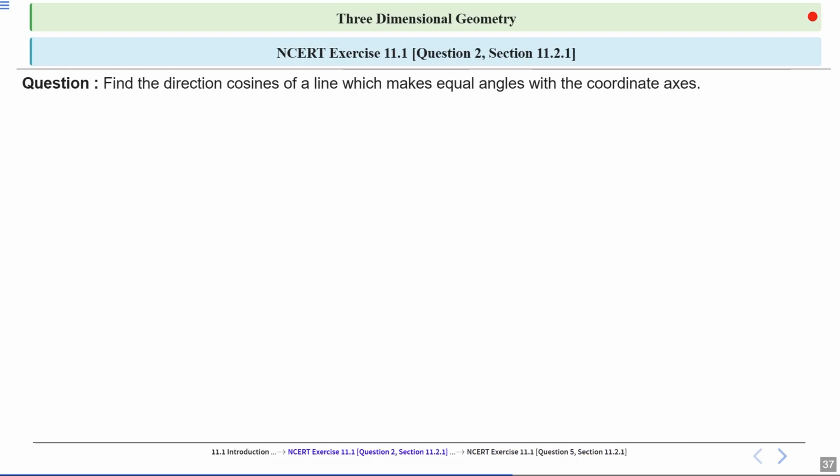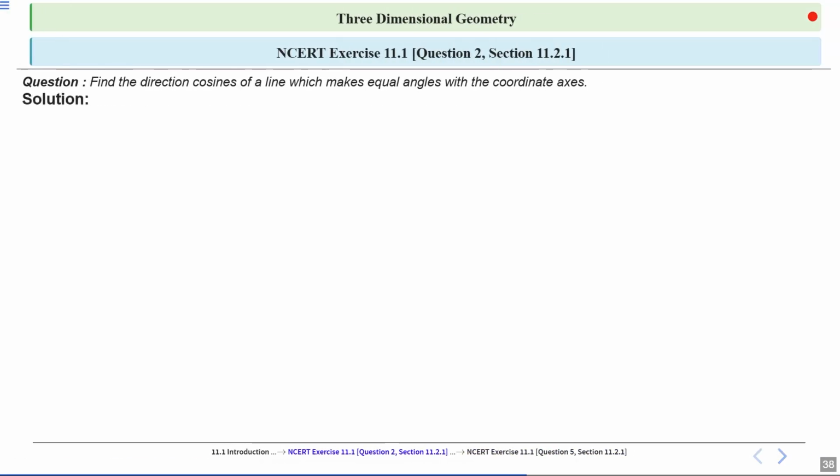Now let's look at question number 2. In this question, we have to find the direction cosines of a line which makes equal angles with the coordinate axis. So first of all, try it yourself and then see solution. Let's start the solution.